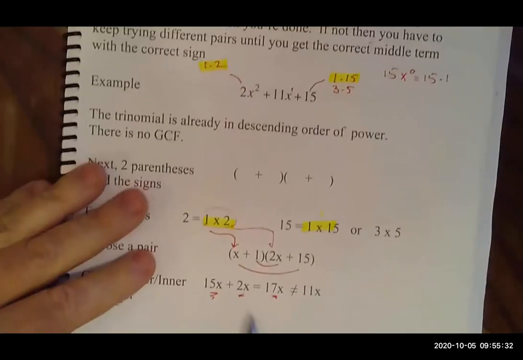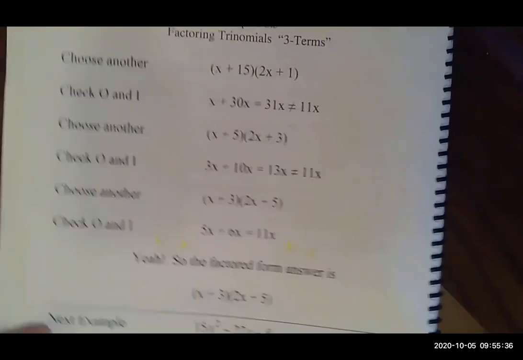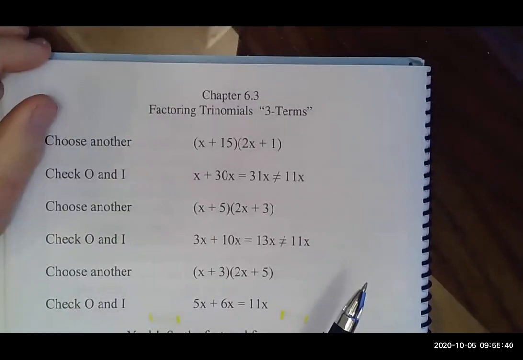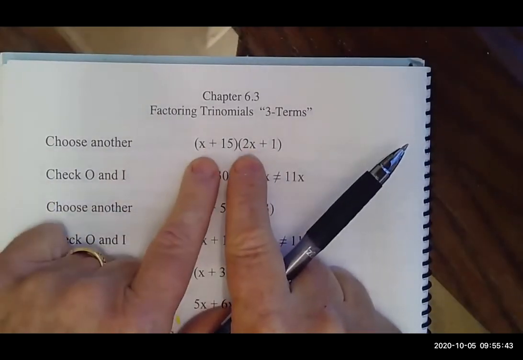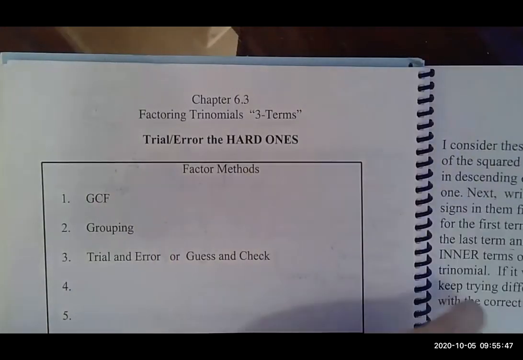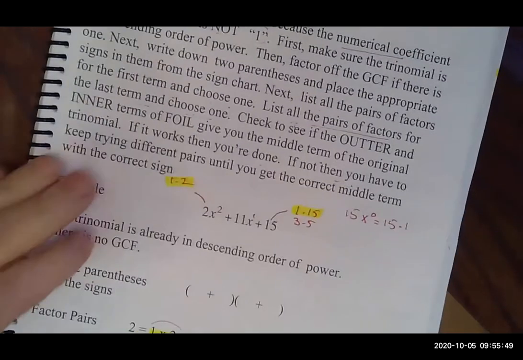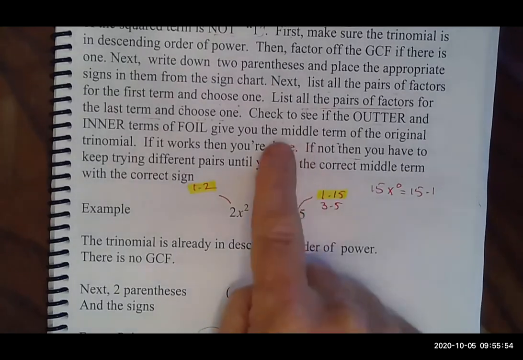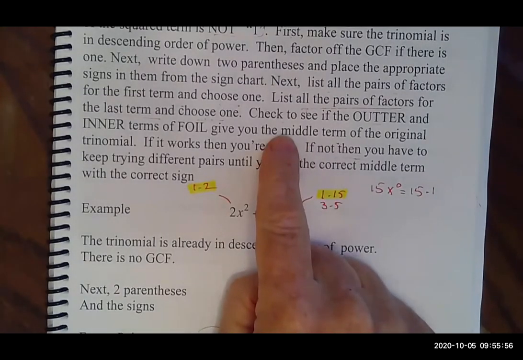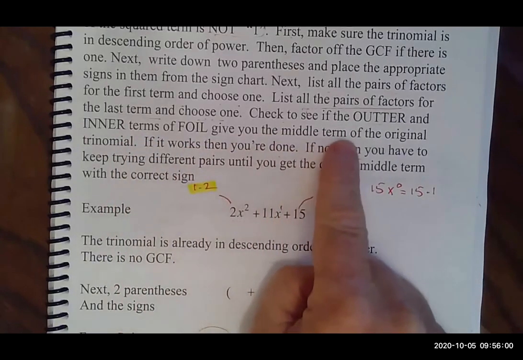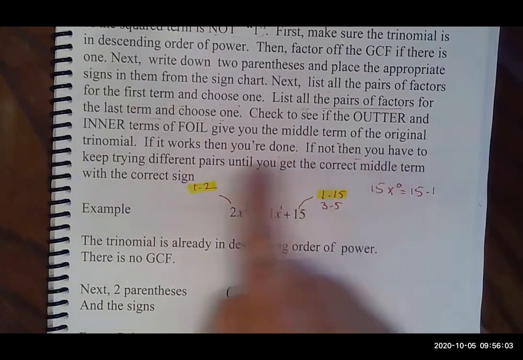Back to this one. It didn't work, so try something else. What do you mean? Try a different pair. You remember the first ones that number 2 only has there? When I say a different pair, I probably didn't say that in here. If not, then I need to add to my instructions next time. Check to see if the outer and inner terms give you the middle term. If it works, you're done. If not, you have to keep trying different pairs.